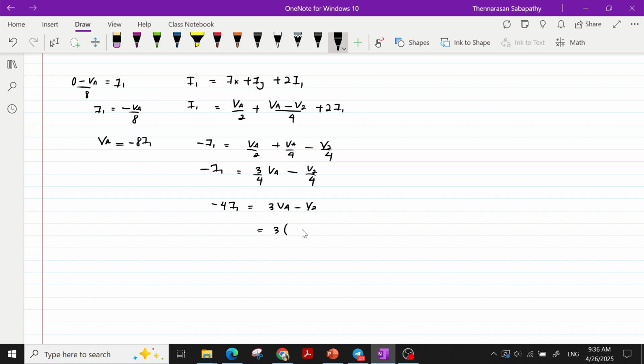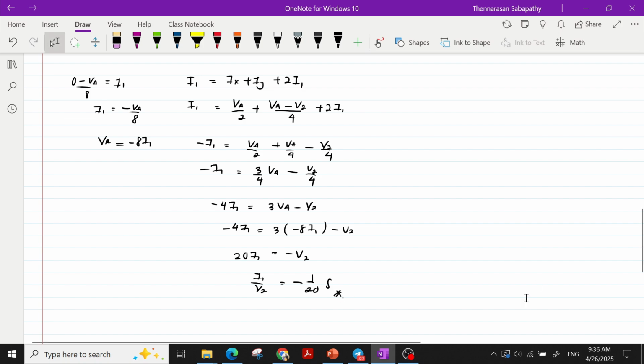Okay, the VA I can substitute now. This is 8I1 minus V2, negative 4I1. So this is 24, 24 minus 4 is actually 20 I1, negative V2. So I1 over V2 is negative 1 over 20, as done. Okay, so this is actually Y12. You already found the Y12.